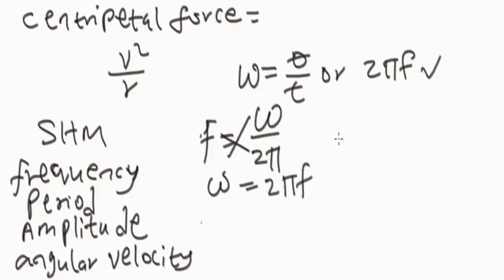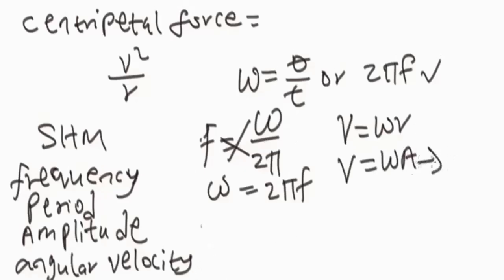Now note again that the relationship between angular velocity and linear velocity is expressed in this form: v equals wr, or v equals wA at maximum. So when the distance is at maximum, this A is the amplitude.